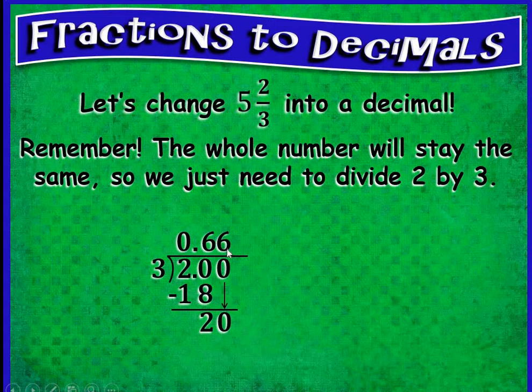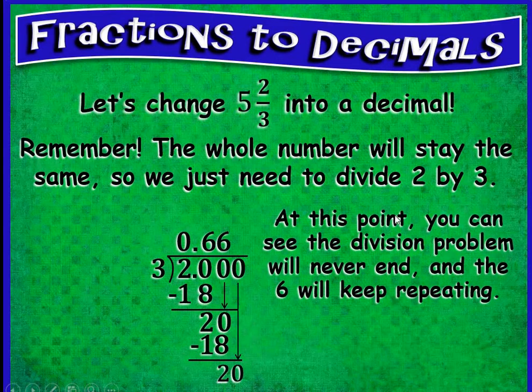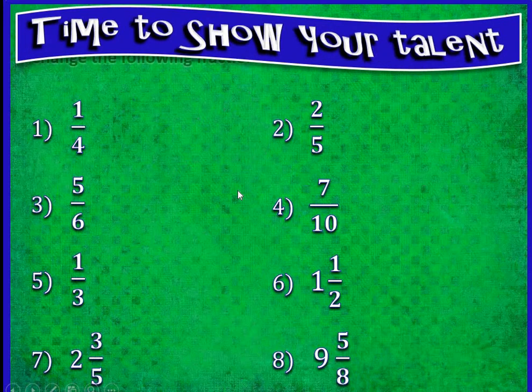It will be 20. So 3 sixes are 18. Again we will do the subtraction. As we already know, this process will continue. Again and again the remainder will be 2, so this 6 will be continuing. So at this point we may see the division never ends and the 6 will keep on repeating. So 5 wholes 2 by 3 will be 5.6 bar. What is the meaning of this bar? This bar means 6 is repeating.